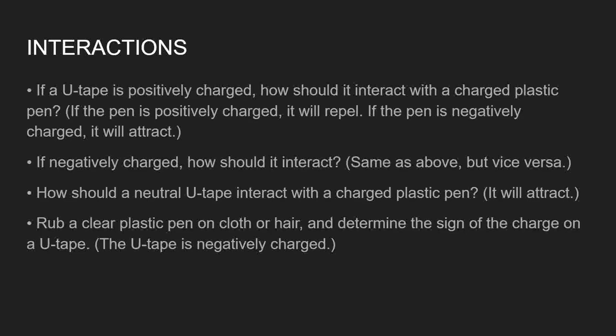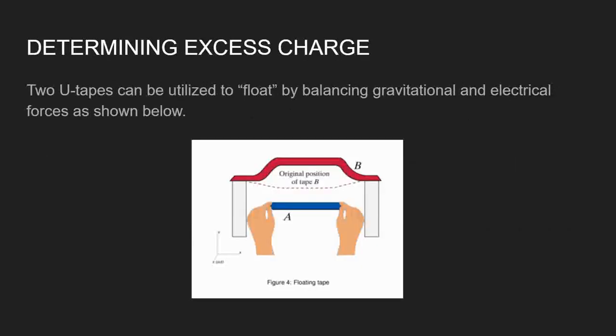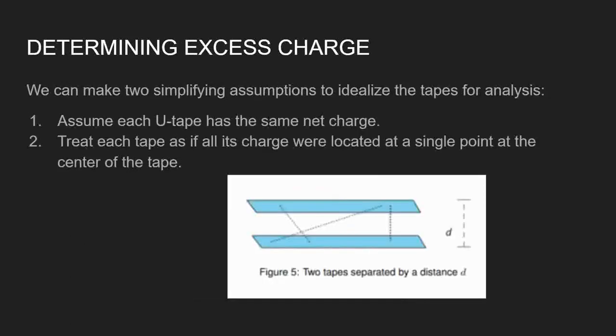We find that the U-tape from our experiment is negatively charged by rubbing a clear plastic pen on cloth to determine the sign of the charge. Two U-tapes can be utilized to float by balancing gravitational and electrical forces as shown below. We can make two simplifying assumptions to idealize these tapes for analysis. First, we can assume that each U-tape has the same net charge, and second, we can treat each tape as if all of its charge were located at a single point at the center of the tape.